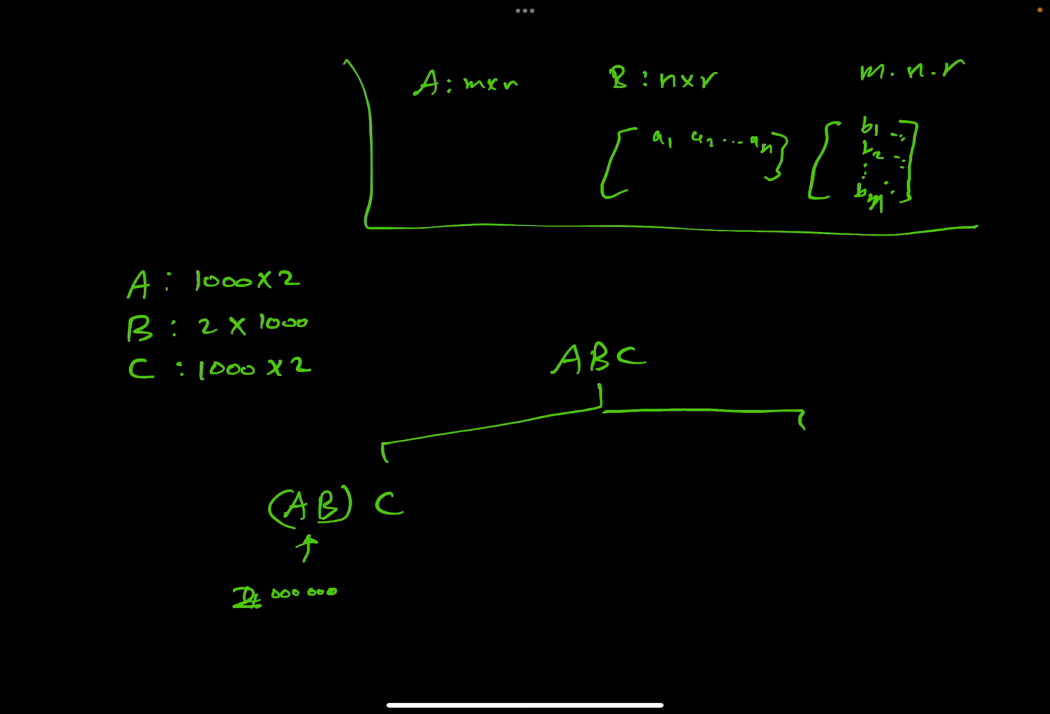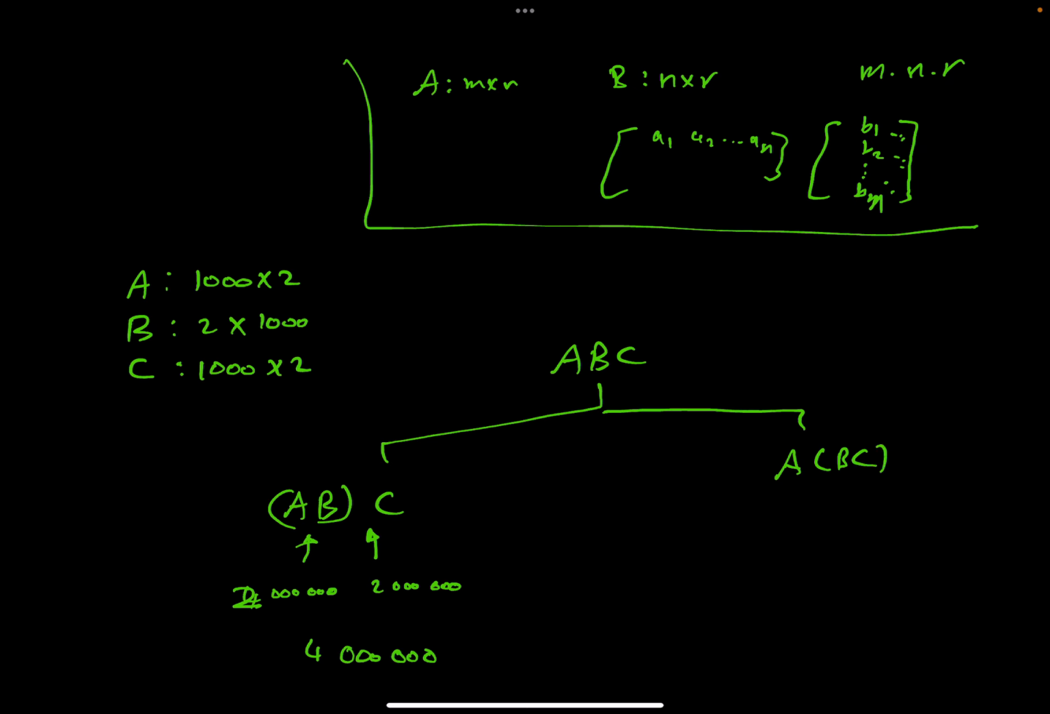So 2 million. What's the size of the result AB? 1000 by 1000. Multiply the result 1000 by 1000 by C, 1000 by 2. How much is this going to cost? Another 2 million. So how many scalar multiplications in total are we going to carry out? No, we add them. 4 million. Let's go to the other one.